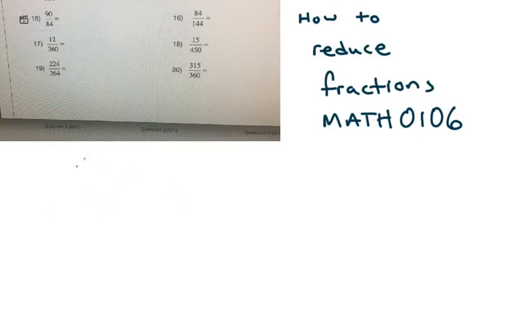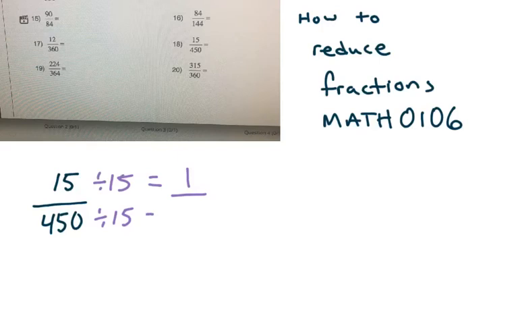What is it? 15 over 450. Again here, if you've been working through this, you'll start to notice patterns. I definitely hope that everyone's able to see that 45 divided by 15 is 3. What I really wanted to say is 15 times 3 is 45. And so this gives me 1. On the bottom, I said 45 divided by 15 is 3, so we're left with 30. And there you have it. Let's do the next one.